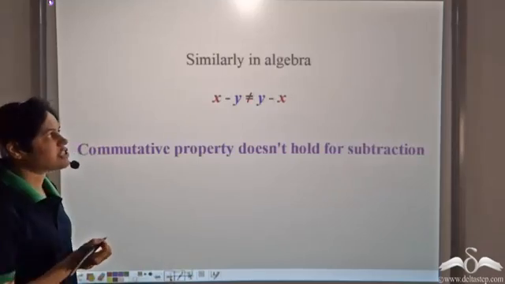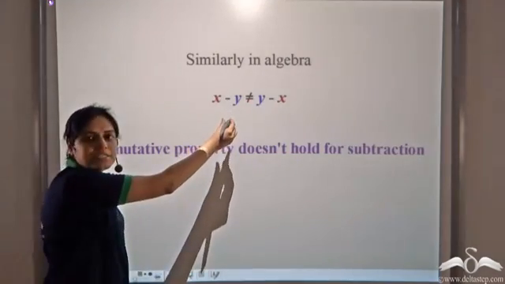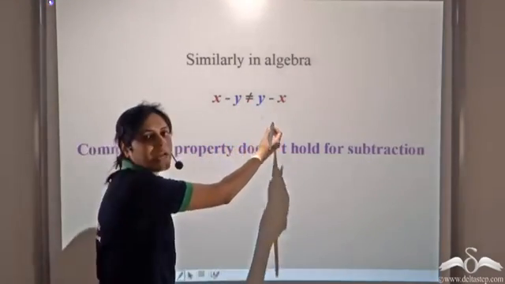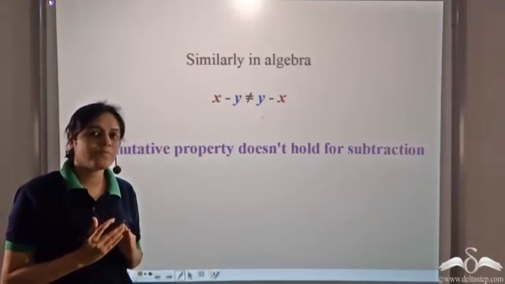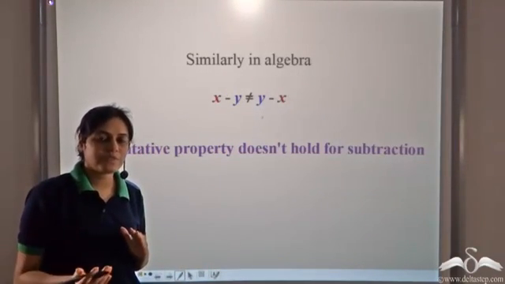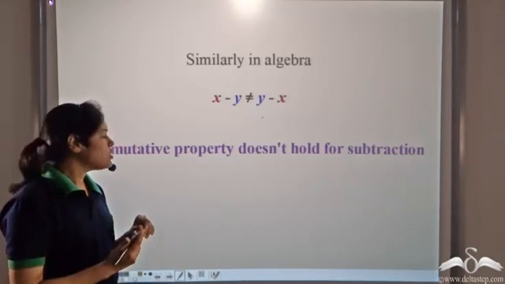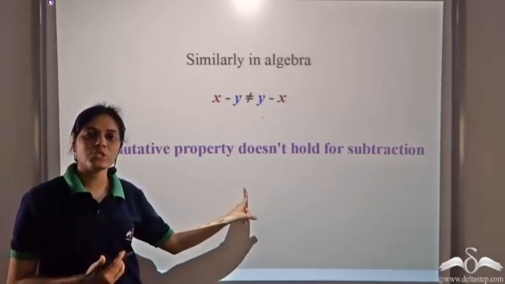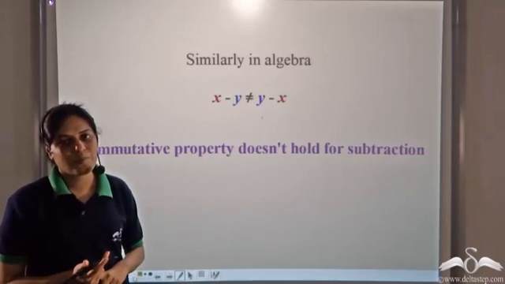Similarly, in algebra, x minus y is not equal to y minus x. It is important what we are subtracting from what. So commutative property doesn't hold for subtraction in algebra as well.